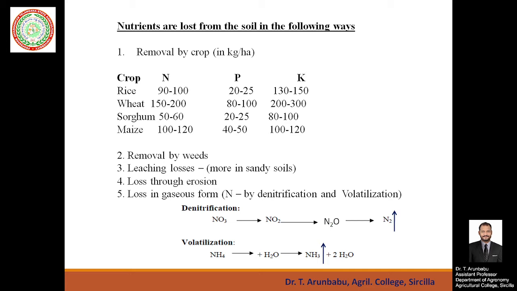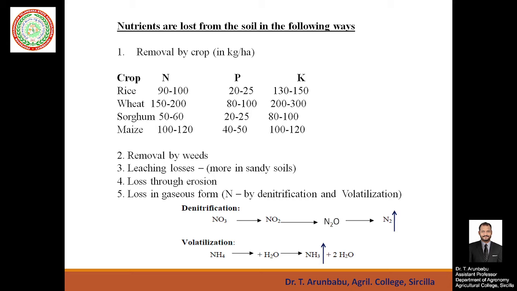Like wheat, it removes 150 to 200 kg nitrogen per hectare, 80 to 100 kg phosphorus per hectare and potassium 200 to 300 kg per hectare. And in case of sorghum, it removes 50 to 60 kg nitrogen per hectare, 20 to 25 kg phosphorus per hectare and 80 to 100 kg potassium per hectare. And next one, maize removes 100 to 120 kg nitrogen per hectare, 40 to 50 kg phosphorus per hectare and 100 to 120 kg potassium per hectare. So these all are a huge amount of nutrients removed by the crop after harvest.